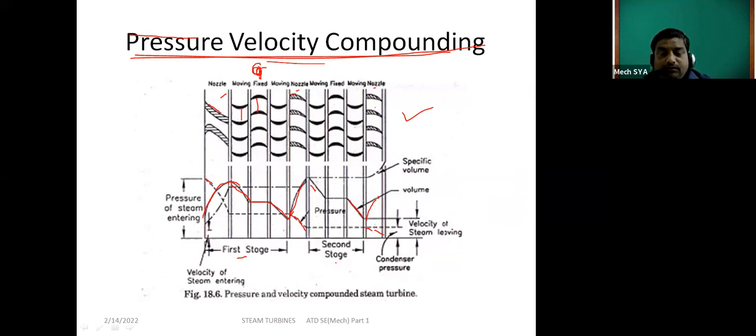Here, the third stage. If one more nozzle is used, then this is the set. After that, again one set of moving blade, fixed blade, moving blade. This is one set. What is that? The first set is the nozzle. One set includes the nozzle, then the moving blade, then the fixed blade. The fixed blade is acting as what? Guide blade. Then again the moving blade.